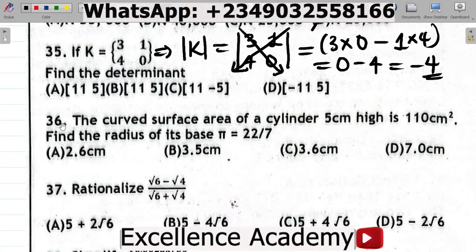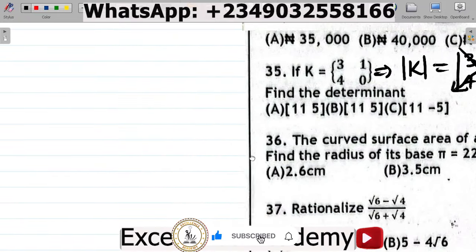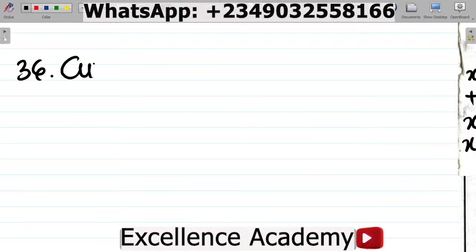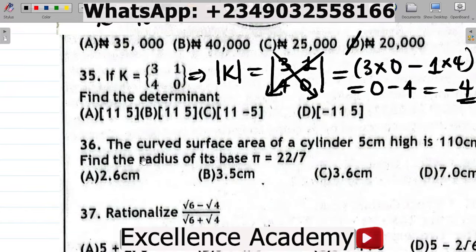Question 36 says the curved surface area of a cylinder 5 cm high is 110 cm squared. Find the radius of its base. Take pi as equal to 22/7. Now, how do you solve this question here? Very simple. For question number 36, the first thing you want to notice is the curved surface area, the side of a cylinder.